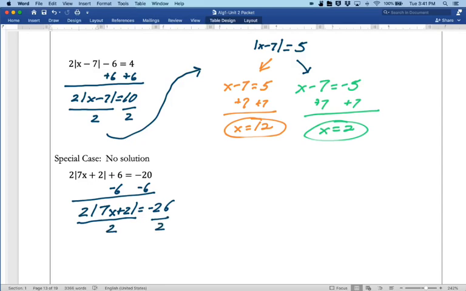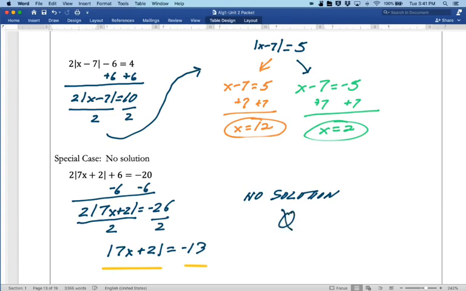When we divide both sides by 2, we're going to get the absolute value of 7x plus 2 equals negative 13. That's a problem. When the absolute value is totally isolated, as it is here, and equal to a negative number, then there is no solution. We can also write that as what's known as the empty set, which means there are no possible solutions for x. So that's how you work with absolute value equations.